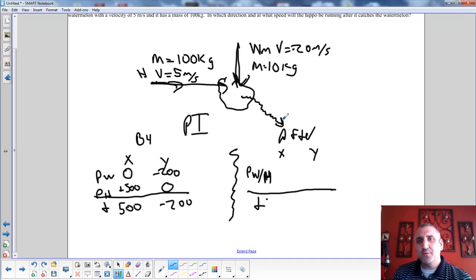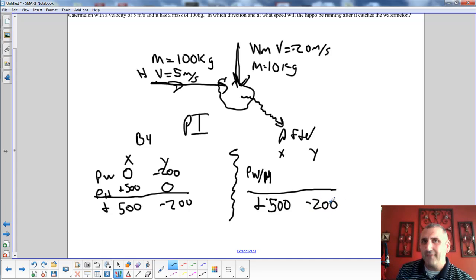Because that's what we want to know. What happens to this after he catches the watermelon? Well, the total's not going to change. And that's sort of the entire point about conservation of momentum. If you had 500 kilogram meters per second in the x dimension before the collision, you're going to have 500 kilogram meters per second in the x dimension after the collision. And if you had negative 200 in the y dimension, you're still going to have negative 200 in the y dimension after.